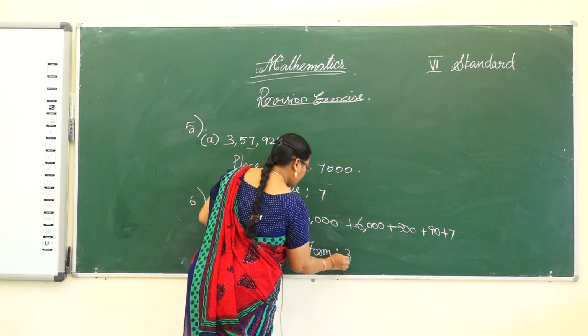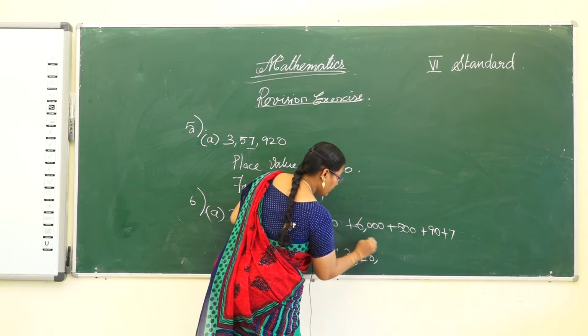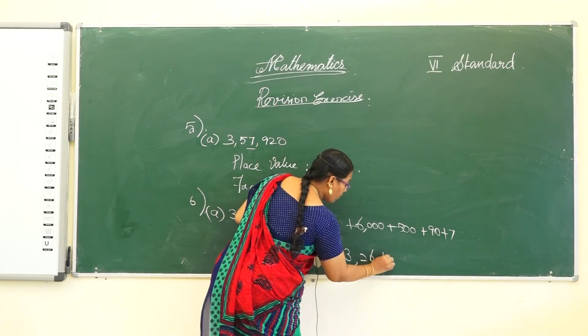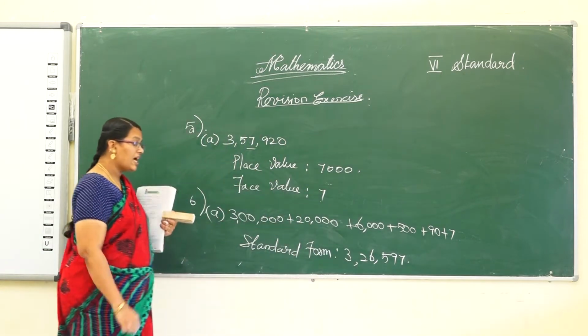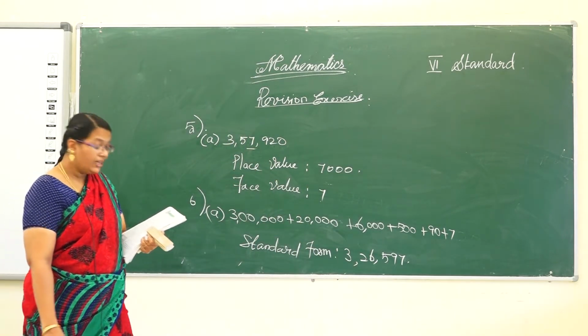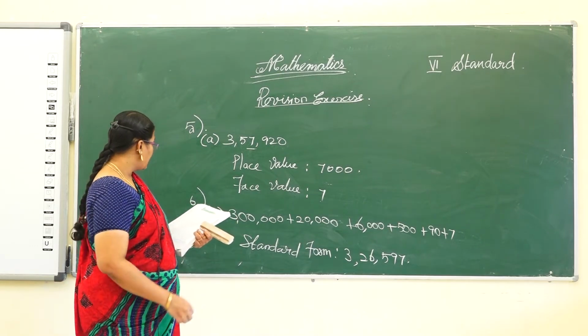is 3,26,597. It's the answer for the standard form of the given expanded form. B is homework. And seventh one of the problem.